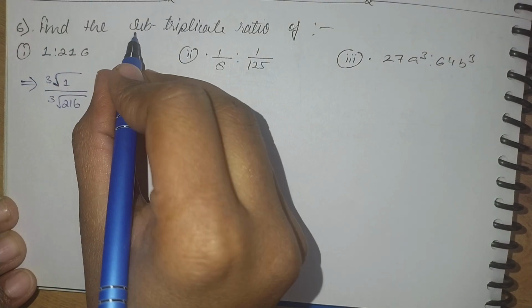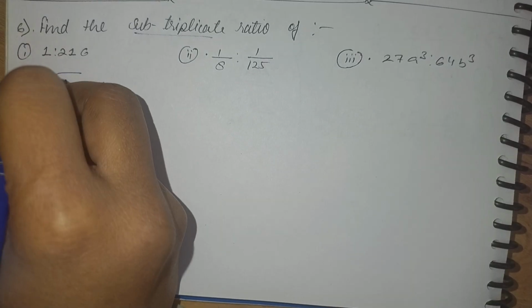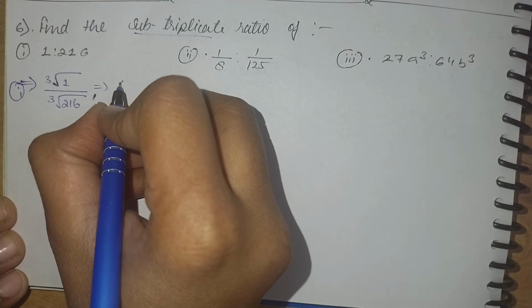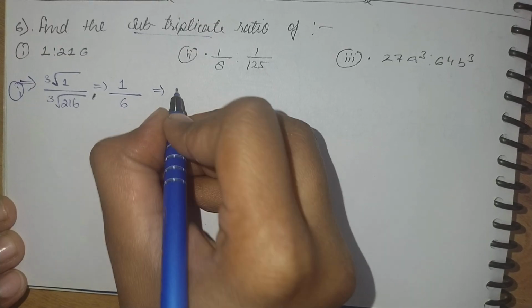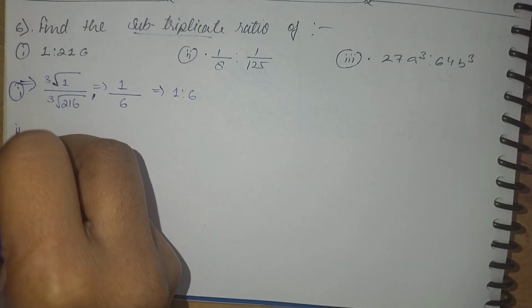Solve question number 6, first part. Here we have to find the subtriplicate, hence the cube root of the first value. So the cube root of 1 will be 1, and the cube root of 216 will be 6. So 1 ratio 6 is the subtriplicate ratio of the first part.